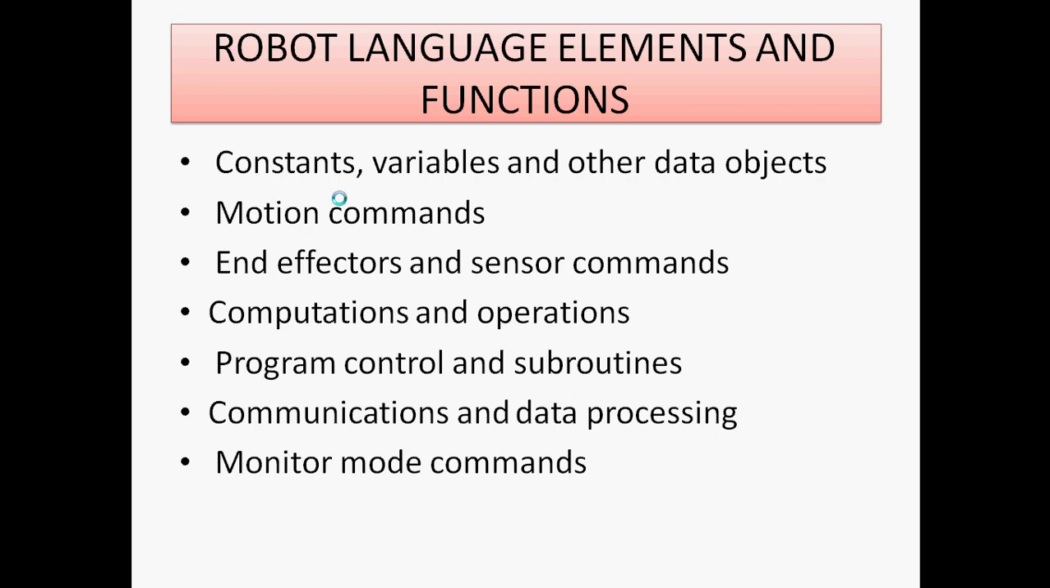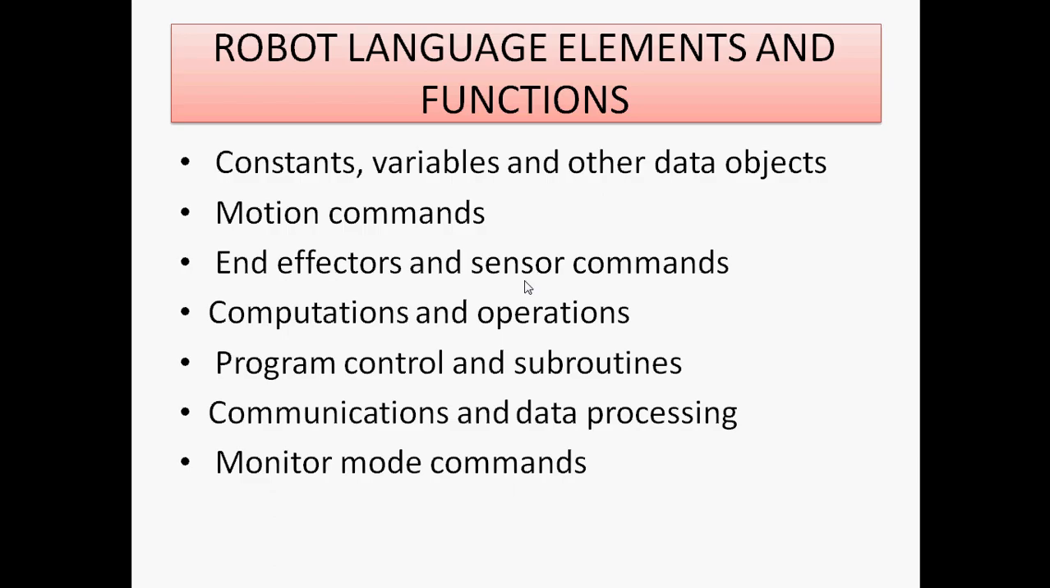We already discussed in session number 1, which is Val 1 programming, constants, variables and other data objects present in the robot language. Then motion commands, which are related to robot movement, like move straight line. Then end effector and sensor commands, where we get signals from the sensors and the outer periphery, and then complete actions like opening and closing the gripper. That is useful for the end effector and sensor commands.